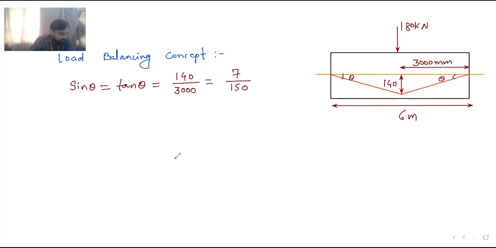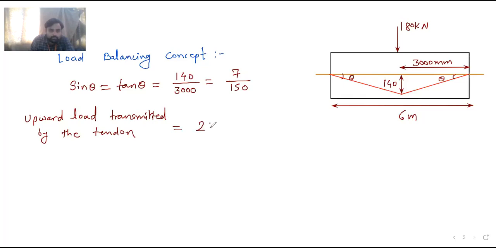Now the upward load transmitted by the bent tendon, we are going to calculate now. Upward load is 2P sin theta. This we have already studied. So it is 2 into P, which is 1200, into sin theta, which is 7 by 150. Do the calculation and let me know the answer.